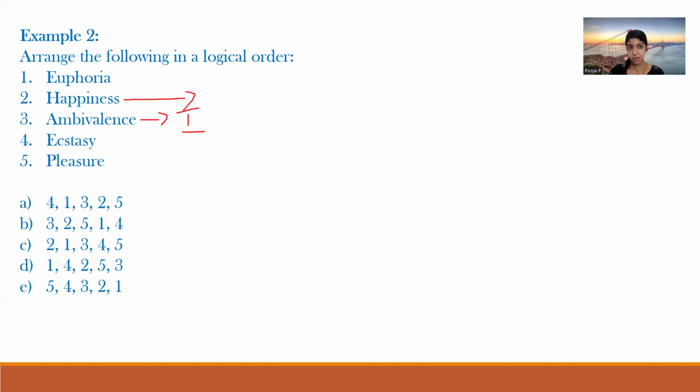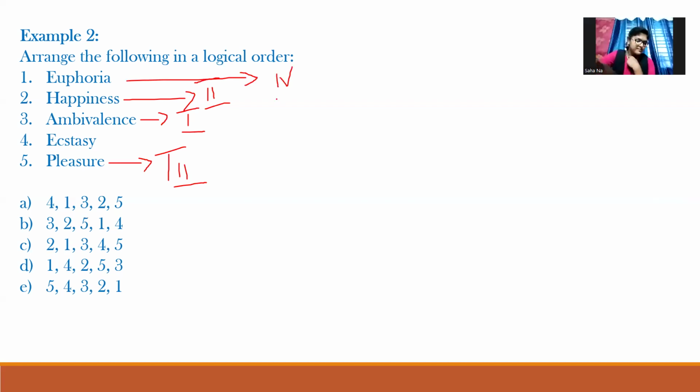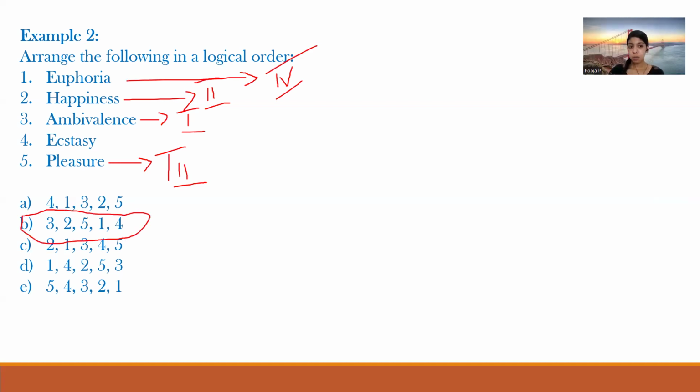followed by happiness is pleasure. After that is euphoria and ecstasy. That is the heights of happiness or pleasure. Yes, ma'am. So the correct option is option B, 32514. Yes, ma'am. Clear with all of you? Yes, ma'am.